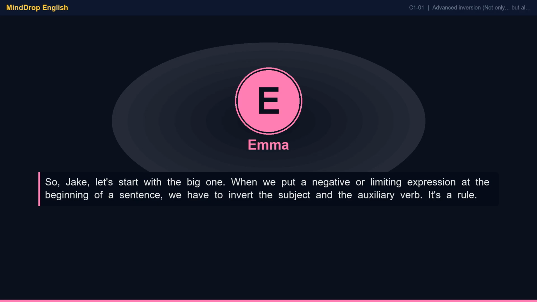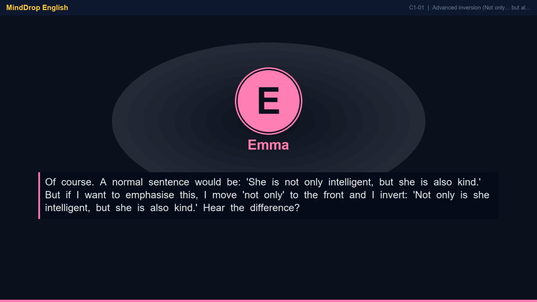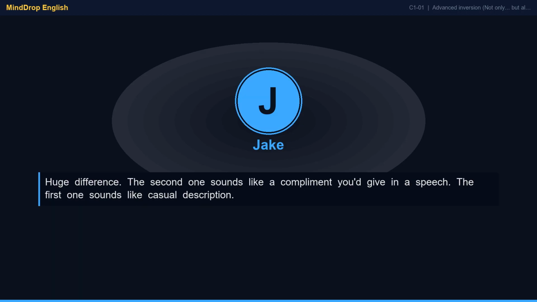When we put a negative or limiting expression at the beginning of a sentence, we have to invert the subject and the auxiliary verb. It's a rule. Give us an example, Emma. Of course. A normal sentence would be, she is not only intelligent, but she is also kind. But if I want to emphasize this, I move, not only, to the front and I invert. Not only is she intelligent, but she is also kind. Hear the difference? Huge difference. The second one sounds like a compliment you'd give in a speech. The first one sounds like casual description.